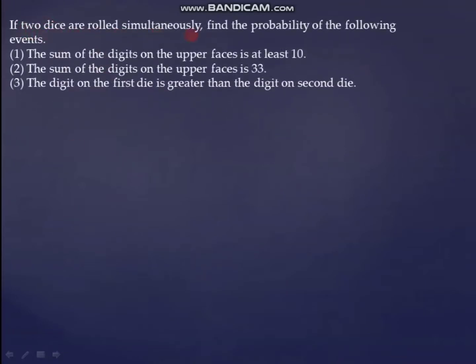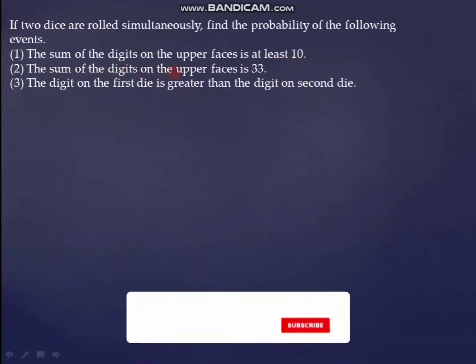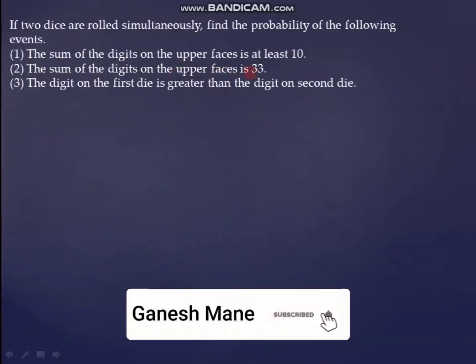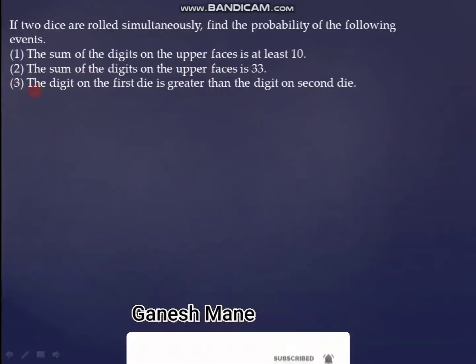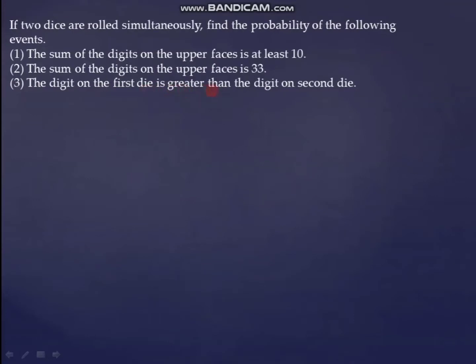If two dice are rolled simultaneously, find the probability of the following events. The first is the sum of digits on the upper faces is at least 10. Second event is the sum of digits on the upper faces is 3. And the third event is the digit on the first die is greater than the digit on the second die. So here the random experiment is two dice are rolled.